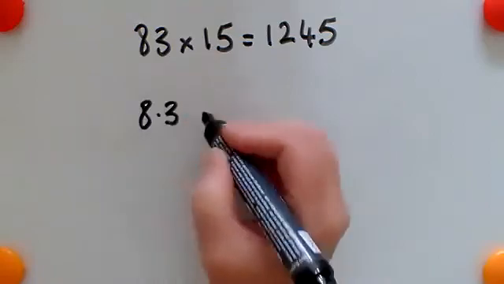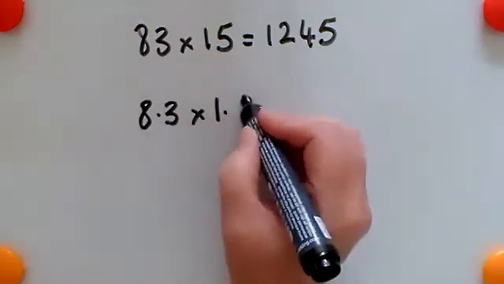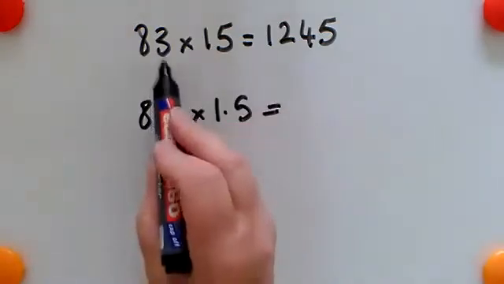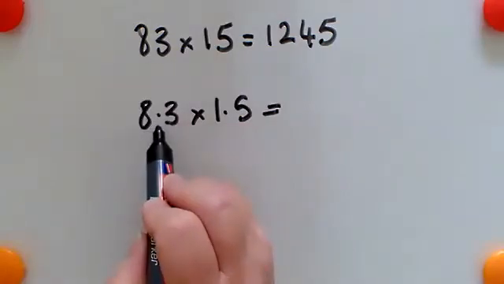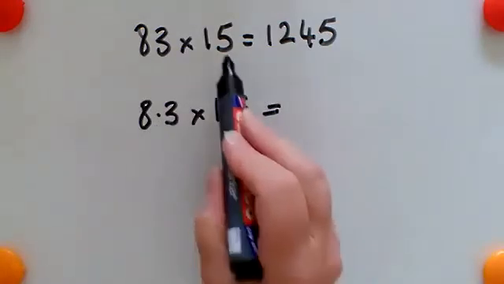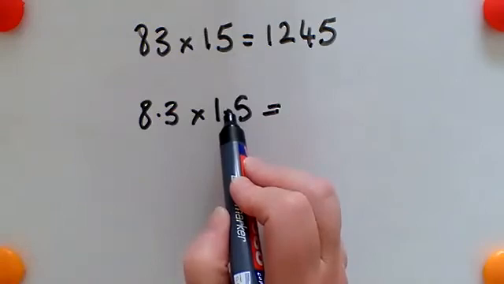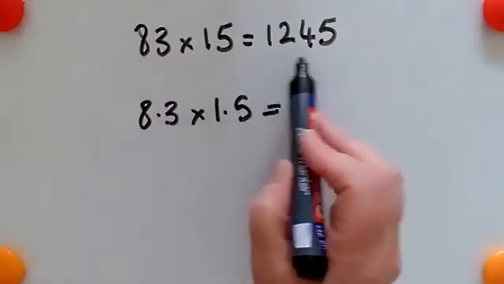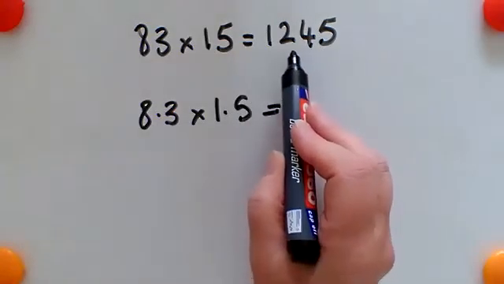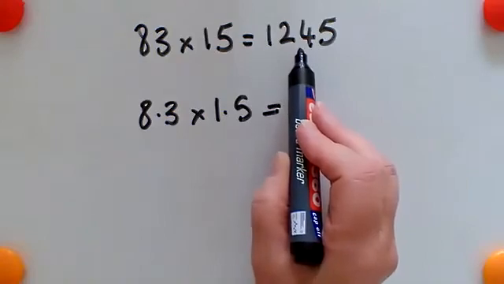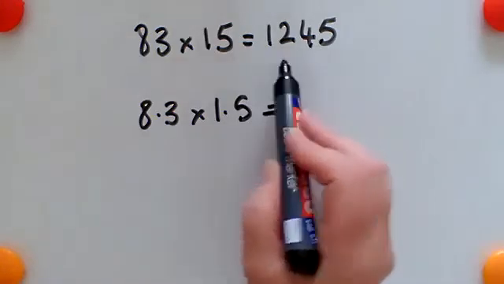8.3, even, times 1.5. Now, 8.3 is 10 times smaller than 83, and 1.5 is 10 times smaller than 15. So the answer is going to be not 10, but 100 times smaller, 10 times 10, than the original answer.